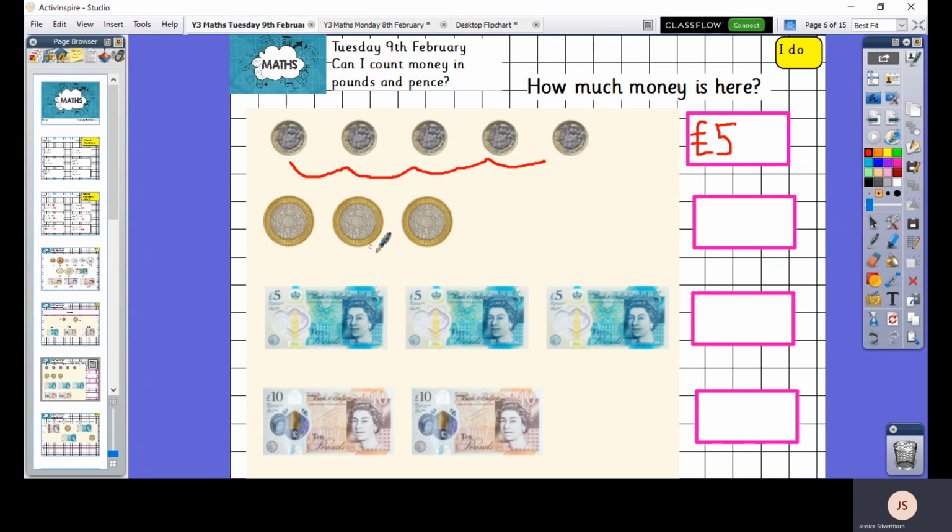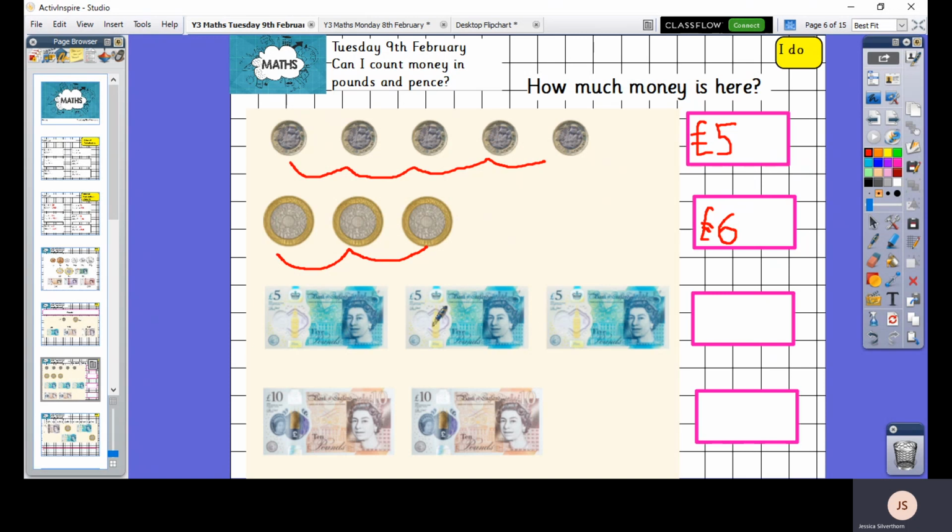Let's look at these. So these aren't £1 coins, these are £2 coins. So because these are £2 coins, what we can do is we can count up in 2, using our knowledge of the 2 times table sequence. So we count 2, 4, 6. So we've got £6. So again, I do that pound sign first. There we go. And then I write the amount. So 6 in this case.